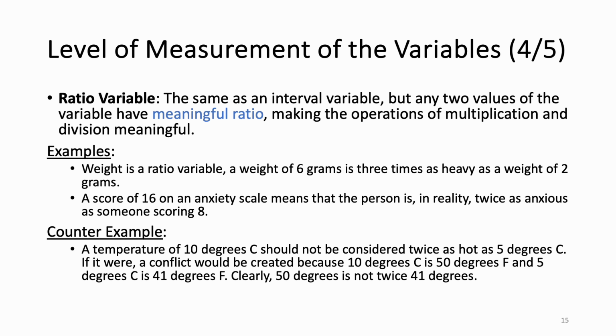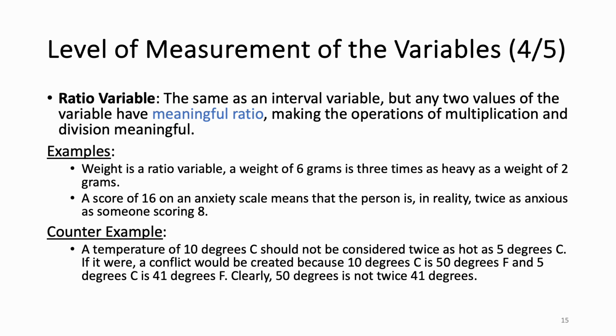Another example is that the score of 16 on an anxiety scale means that the person is likely twice as anxious as someone scoring 8. And again, here we have multiplication, which is significant and meaningful. So we have a ratio variable.